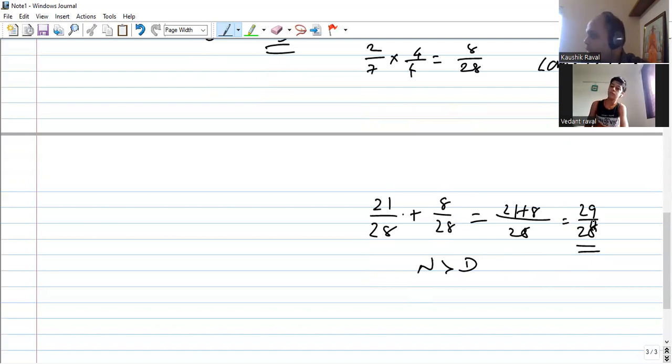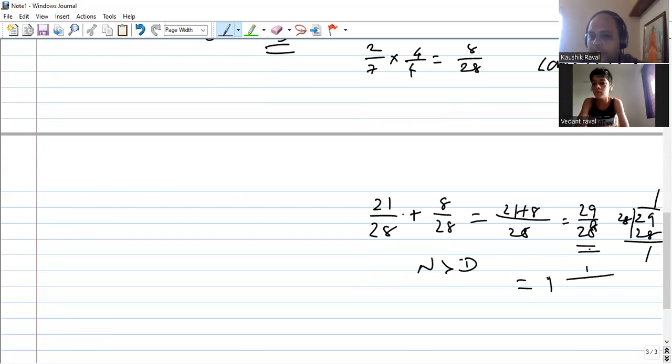So what do you do? You have to divide 29 by 28, which is 28 ones are 28, and the remainder is 1. So the final answer of this problem will be 1 whole, 1 remainder, and in the denominator you have got 28. This is the final answer.